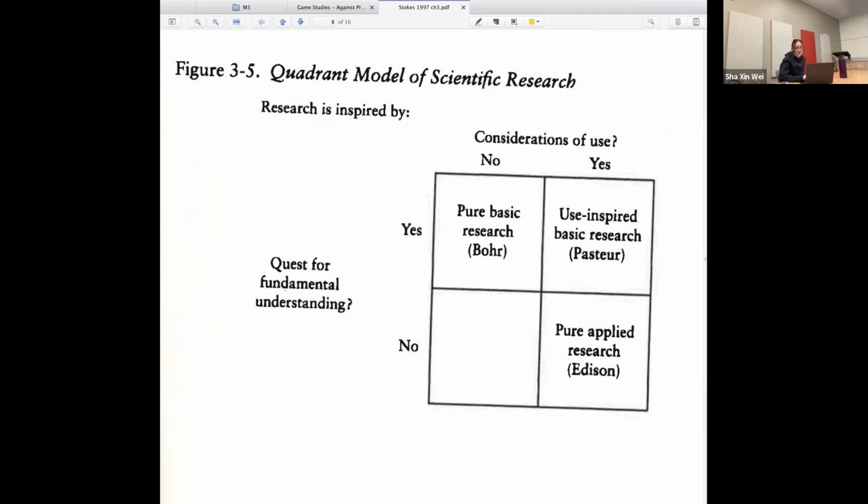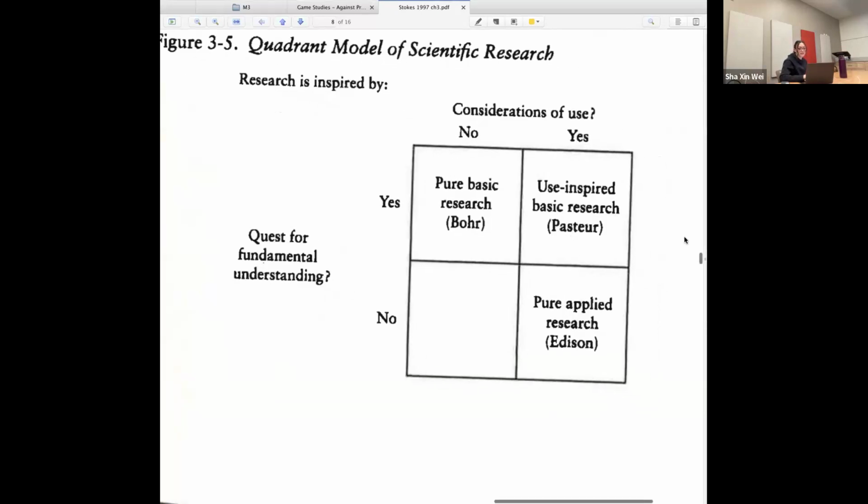Yeah, because the one with Bohr, it's just research because you're interested in learning. And the Pasteur one is, he discovered vaccines and the concept of vaccination, so you need to find something to fix this problem. So yes, it's for use, well, it's not exclusively for use.